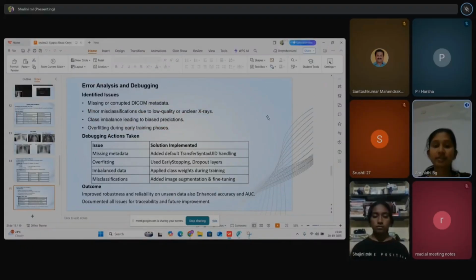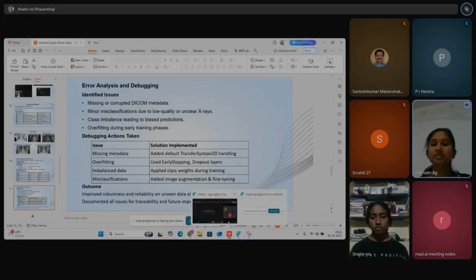Next one, debugging. For minor misclassification due to lower quality or unclear X-rays, the fix is manual review. Image quality metrics, distributions, examples, variance.